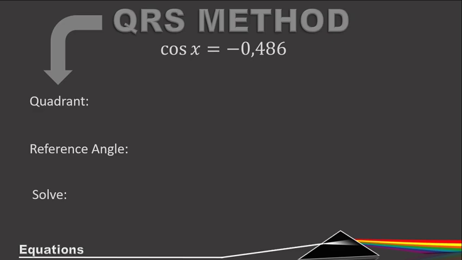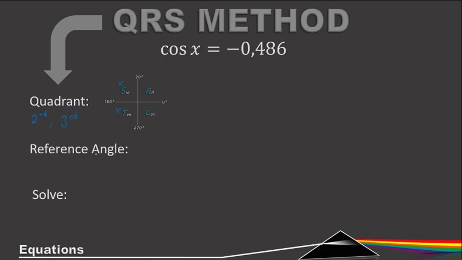Now, if we have, for example, cos x equals minus 0,486, to look at the quadrant, we want to know where cos is. Since we have a negative over here, we want to know where cos is negative. So if I have this quadrant diagram, cos is negative in the second quadrant and the third quadrant. That's where cos is negative. So in other words, the quadrants are the second quadrant and the third quadrant.